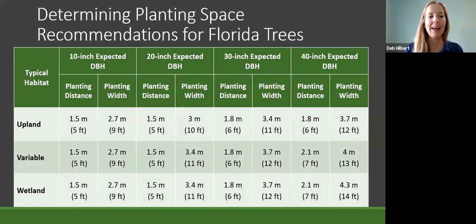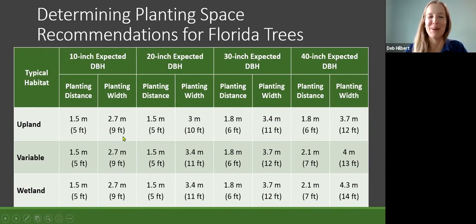Okay. And then we took the different generalized equations that I had talked about for all those trees that aren't on any of the list, and we came up with just some more general equations for Florida practitioners. So we told them, okay, if you have an upland tree and it typically gets to be about 10 inches in diameter at breast height, we'll plug it into the trunk flare equation, add our buffer, and we're recommending about 1.5 meters or 5 feet from a sidewalk, or a boulevard width of about 9 feet.